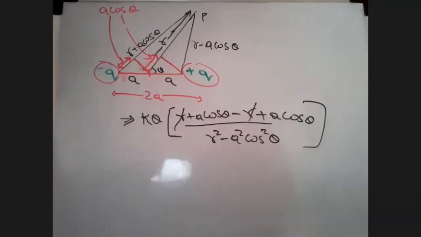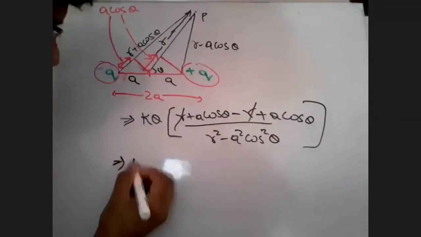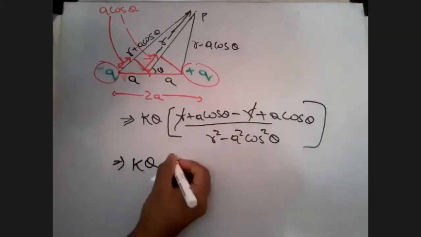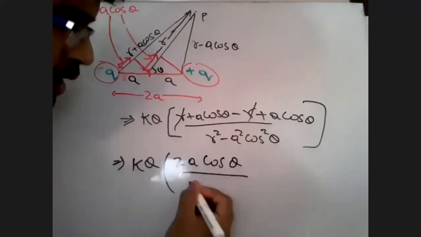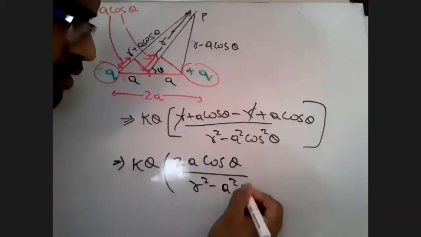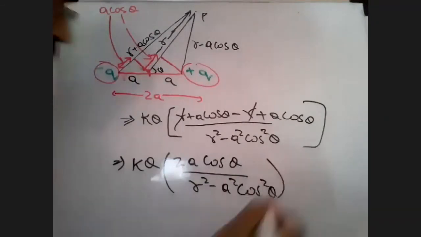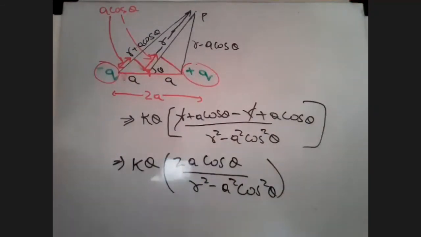Okay, it's going to be 2a cos theta. So ultimately we are going to get kq, 2a cos theta upon r square minus a square cos square theta. Is that clear? Anyone has a doubt here?